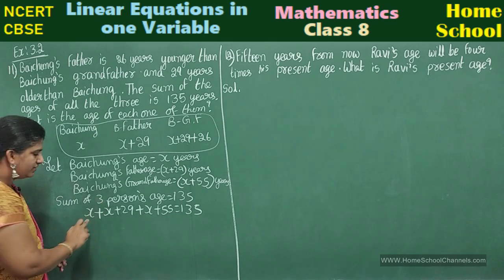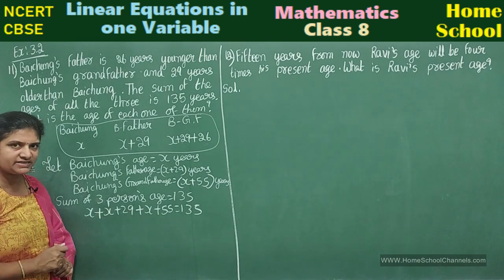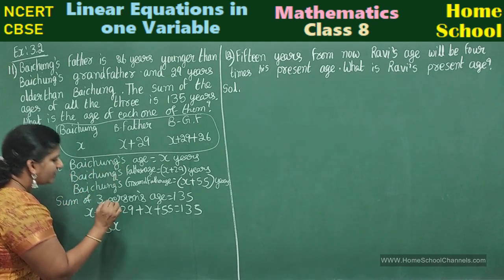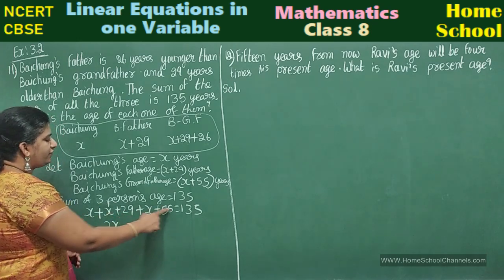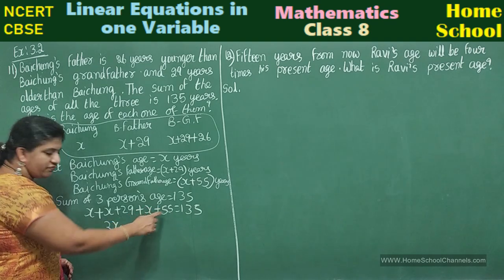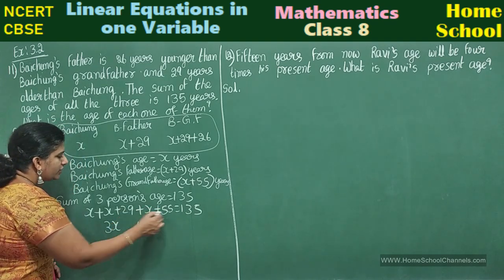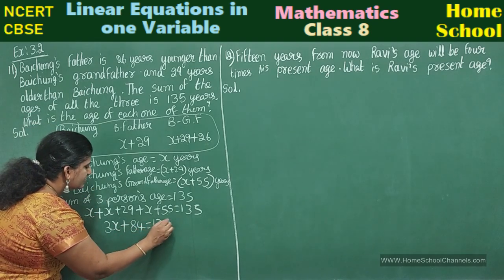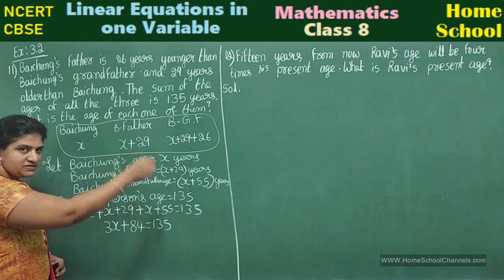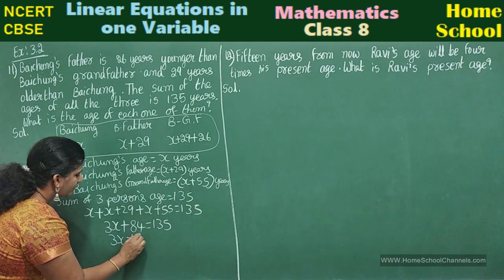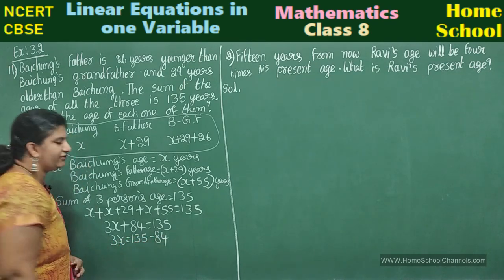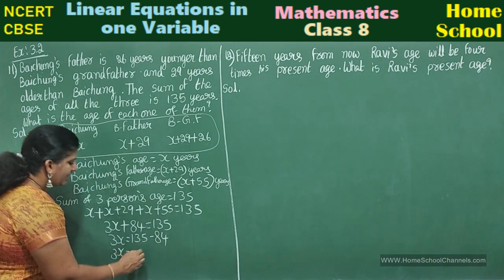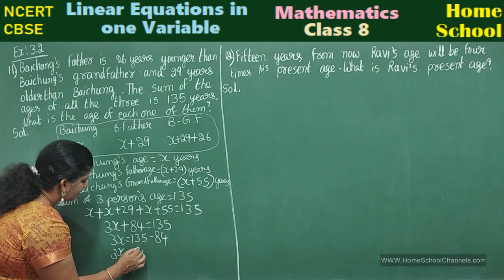Now add all the variables. x, how many times is it there? 3 times, x plus x is 2x, 2x plus x will be 3x. Add these two numbers, 55 plus 29, 9 plus 5 is 14, 2 plus 5 is 7, 7 plus 1 is 8. 3x plus 84 is equal to 135. 84 transpose to the other side, 3x is equal to 135 minus 84. Subtract: 3x is equal to 51.